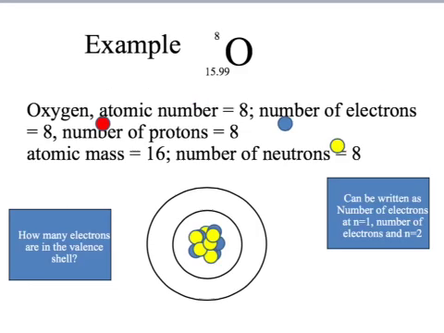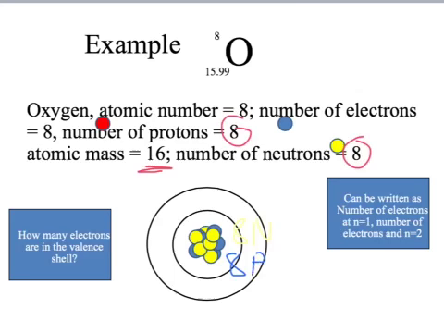So, for example, oxygen. The atomic number is 8. The atomic number is the number of electrons and the number of protons. And the atomic mass is 16. So the number of neutrons is 16 minus 8, and that equals 8. So in the center, we do 8N, sorry if you can't read that, and in blue, should be 8P.